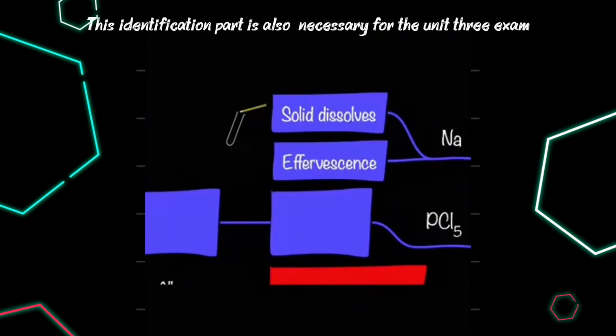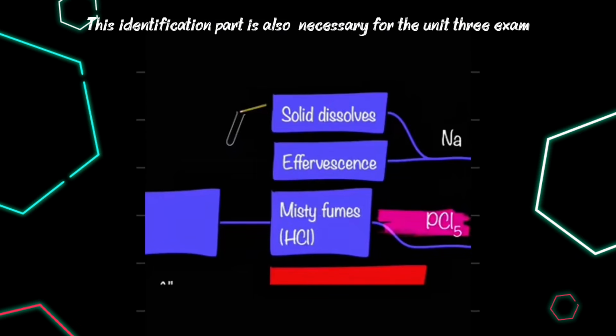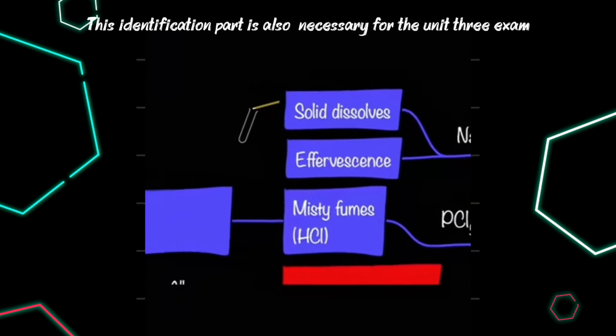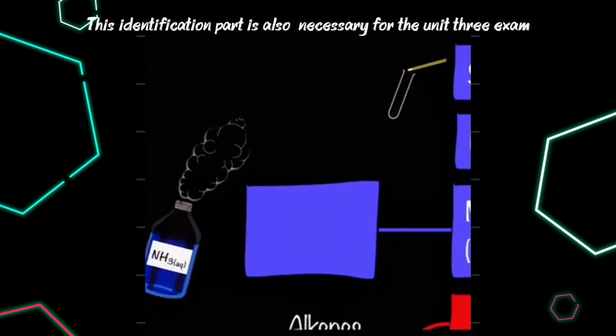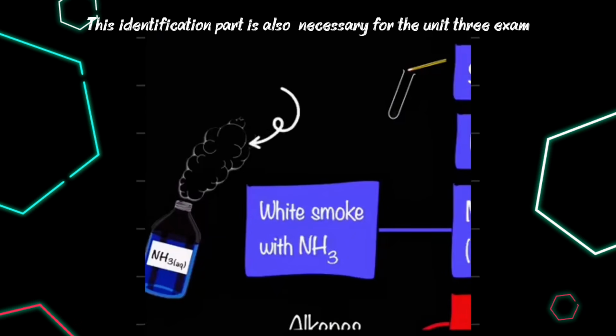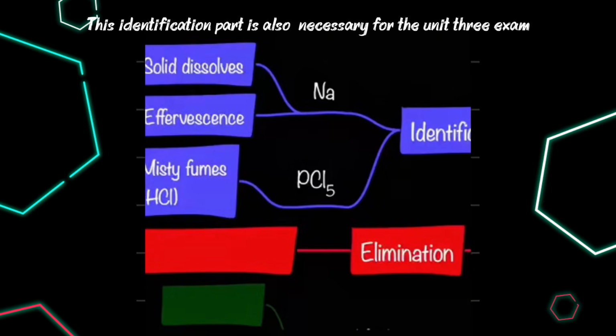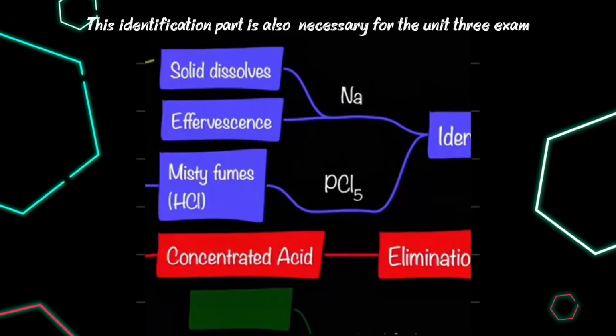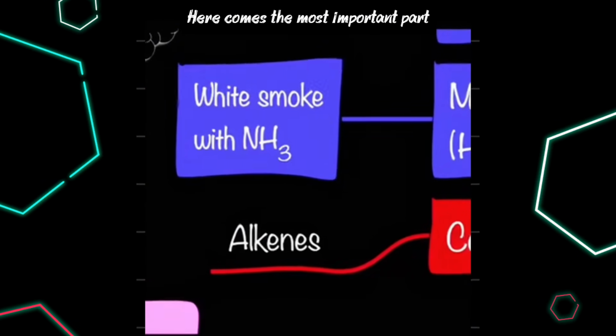The second way to identify alcohols is by using PCl5. When you add PCl5 to alcohols, they'll be producing misty fumes of hydrogen chloride. You can test the hydrogen chloride by using ammonia, producing white smoke of ammonium chloride. Elimination of alcohols is when you react alcohols with concentrated sulfuric acid, and in this case, you'll be producing alkenes.